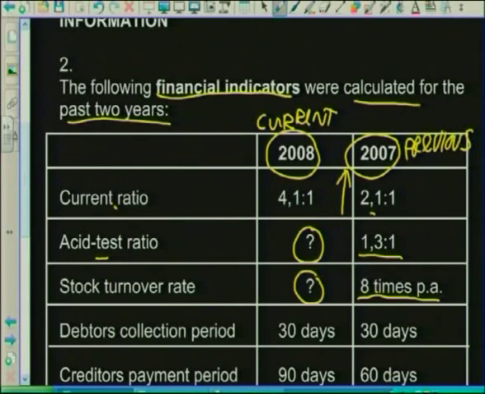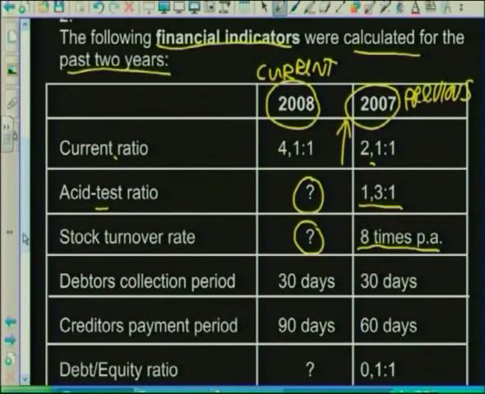Debtors collection period is the next ratio given to us. 30 days for 2008, 2007 also 30 days, so it has remained the same. And there's absolutely nothing wrong with that, because remember, your debtors are normally given 30 days to settle their accounts. So obviously the debtors are doing quite well. The business has kept tight control over their debtors.